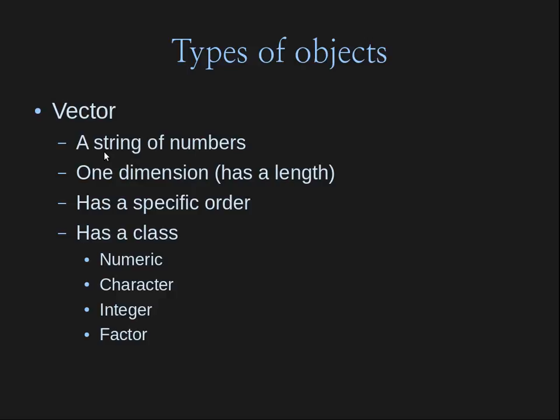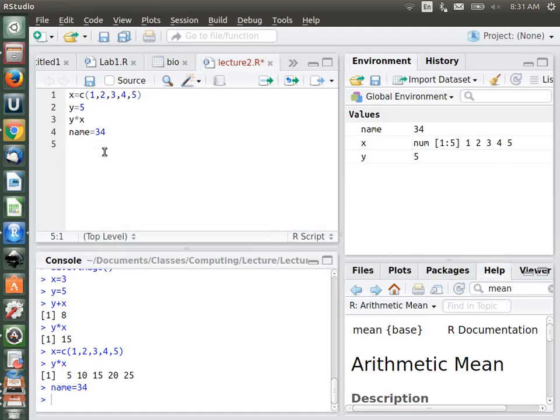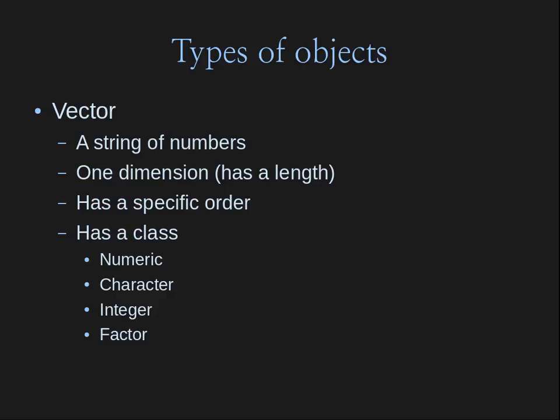And the most simple of these, other than just being a single number, is what's known as a vector. A vector is just a string of numbers together. And this is what we had when I showed you a few moments ago with x equals c 1, 2, 3, 4, 5. This is a vector. A vector that is 1, 2, 3, 4, 5. It's a string of numbers, and it therefore has one dimension. It has length. And it has a specific order. 1 is first, 2 is second, 3 is third, and so on. So these are the properties that we have with a vector.